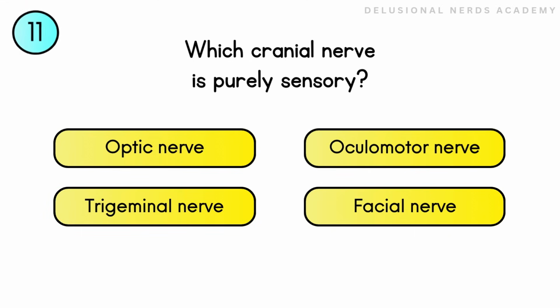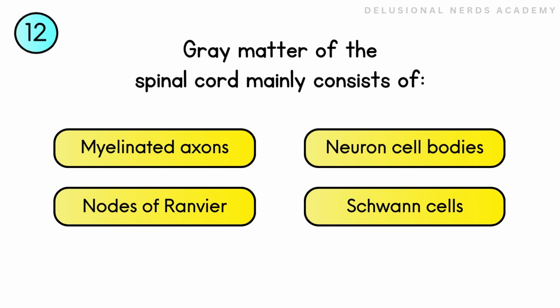Which cranial nerve is purely sensory? The optic nerve is classified as purely sensory. Gray matter of the spinal cord mainly consists of... Gray matter is rich in neuron cell bodies.